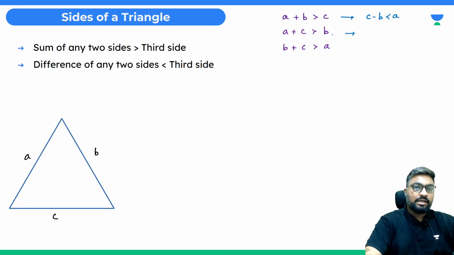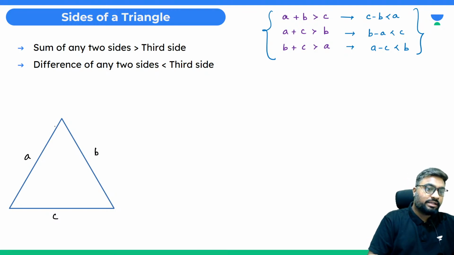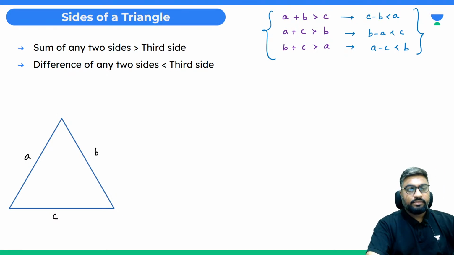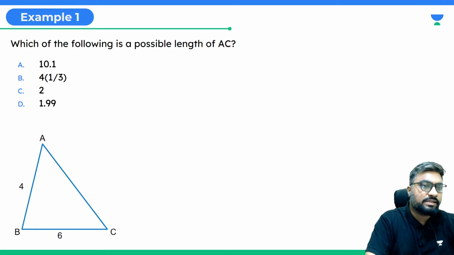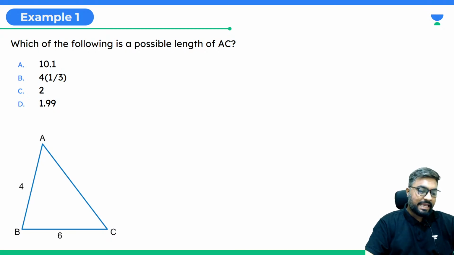Same way, here B minus A should be less than C. Here we would have A minus C should be less than B. Got it? These 2 rules are extremely important for us to make a triangle where all the 3 sides intersect. Okay, done? Chaliye. Try this question out quickly. They're saying which of the following is a possible length of the side AC in the given triangle?